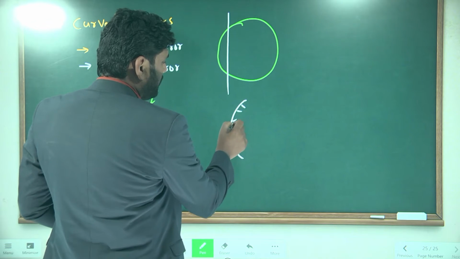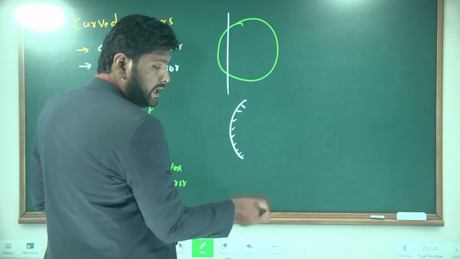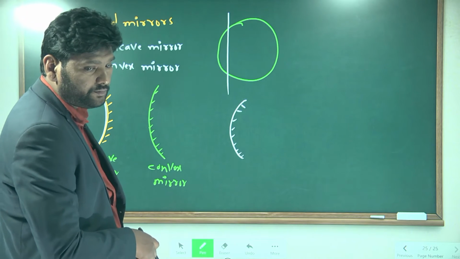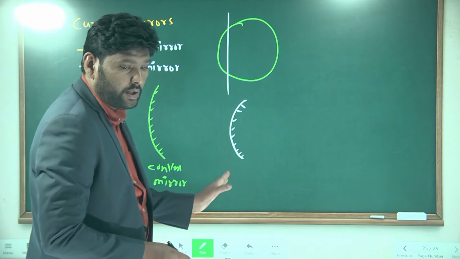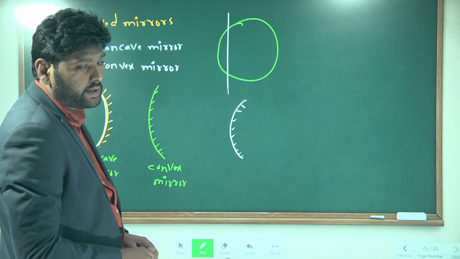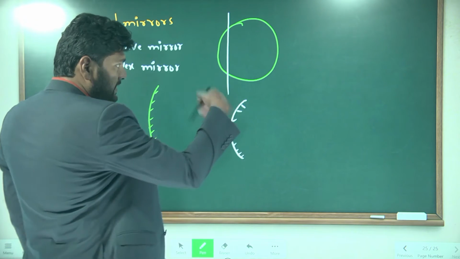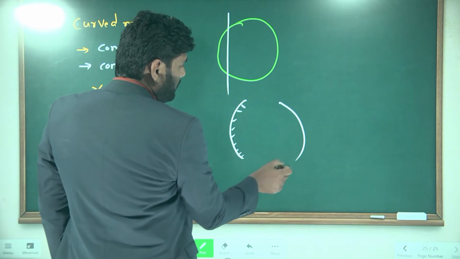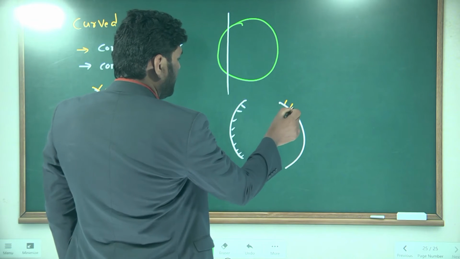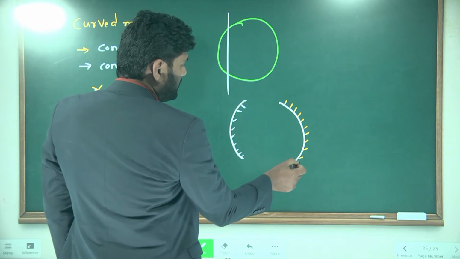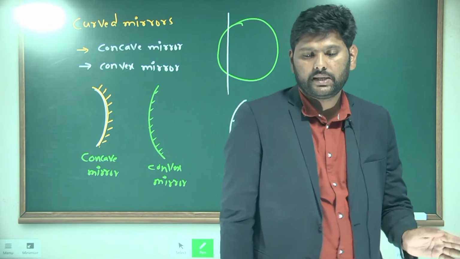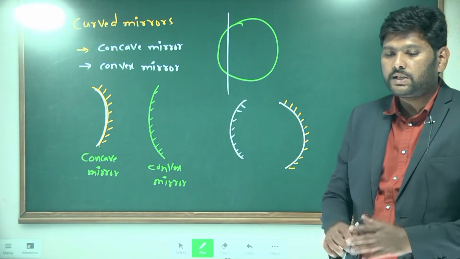For this curve, if you apply a silver coating inside, it will act like what kind of mirror? Can you guess what it is? Curved mirror, sir. Yes, curved mirror only, but what type? Convex mirror. Convex mirror. For the same curved surface, if you coat outside, then it will act like what kind of mirror? Concave mirror. Very good. So this is the way we can make convex and concave mirrors by using a hollow spherical surface.